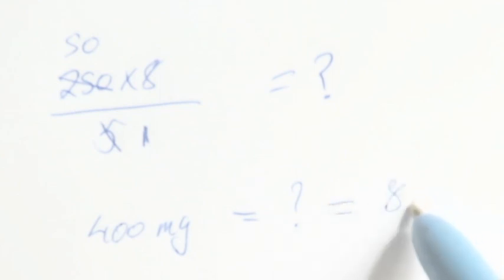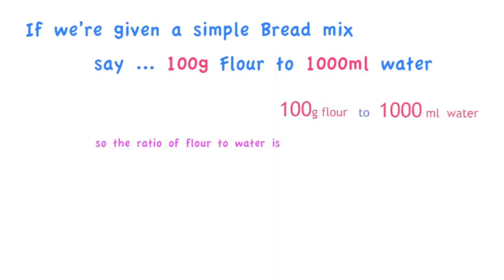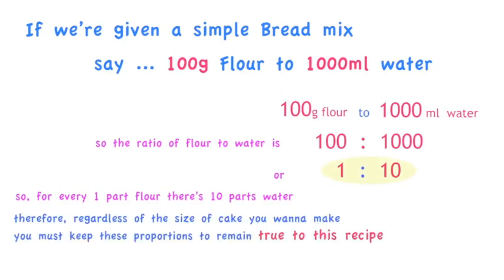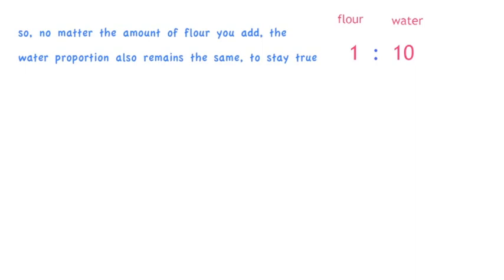So, to explain why this method works, let's take a simple bread mix of 100 grams flour to 1000 milliliters of water. 100 to 1000 is the ratio, or 1 to 10 when you break it down. In order to stay true to this recipe, we're going to have to maintain this ratio or proportion, regardless of what quantities we use. If we want to use 40 grams of flour, we're going to have to use 400 mils of water. That's staying with the proportion of 1 to 10.